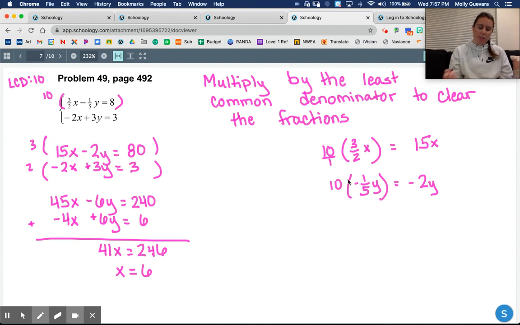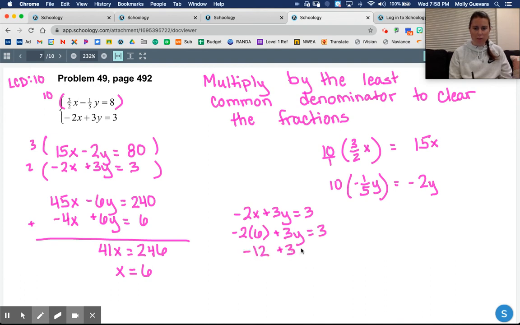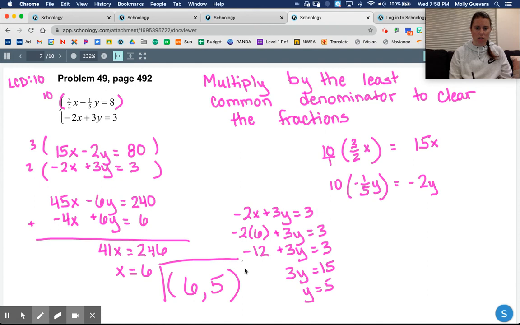And then I like this bottom equation just because it's simpler, right? So negative 2x plus 3y equals 3. X is 6. It seems like we've solved for x first on all of these. That's not always the case. You don't always have to solve for x first. So I have negative 12 plus 3y equals 3. Add 12 to both sides. 3y is equal to 15. And so y is equal to 5. So again, these two lines cross at the point 6, 5. So there's one solution, and the solution is 6, 5.